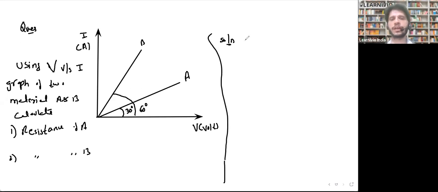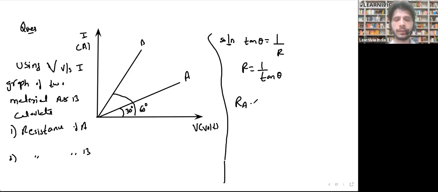The slope of this graph, tan theta, is not R, it's 1 by R. So you can say that R is 1 by tan theta. So RA is 1 by tan 30. Tan 30 is 1 by root 3. It goes to numerator and it comes out to be root 3. So RA is root 3.